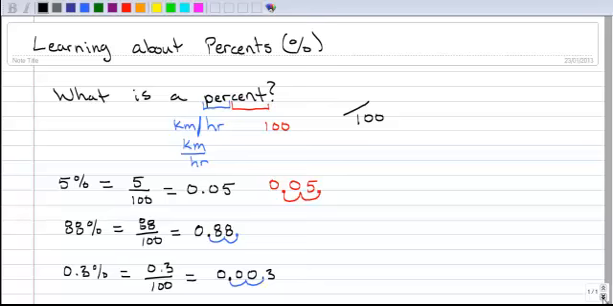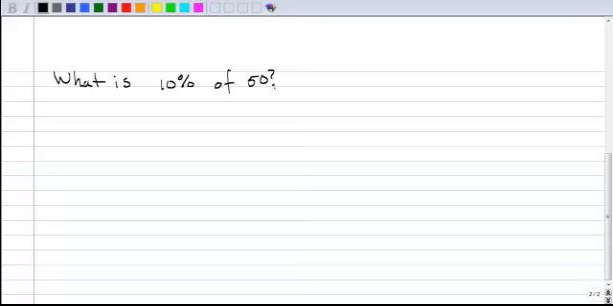So far, so good. But really, what are we going to use percents for? Well, most of the time we find percents of other numbers. So, for instance, what is 10% of 50? Well, see, we just got this 10 as a percent right now. Let's change this 10 into a usable decimal number. So we know 10% is equal to 10 per 100 divided by 100, and this is equal to 0.10.